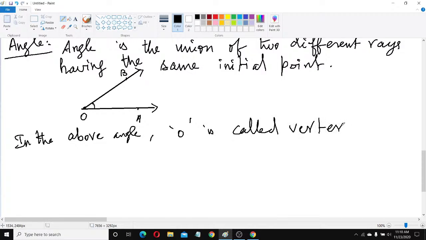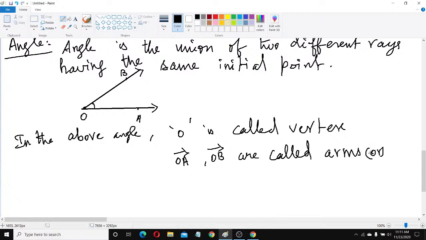Which is called the vertex, children? O is called the vertex of the angle, and which are the arms or sides? The two different rays, OA ray and OB ray. Both are arms or sides of the angle. Arms are sides. So O is called the vertex. The common initial point of the two different rays is called the vertex, and these two rays are called arms or sides of the angle.